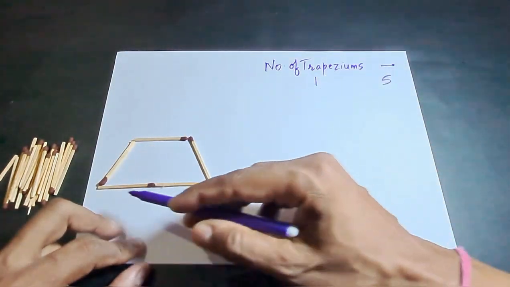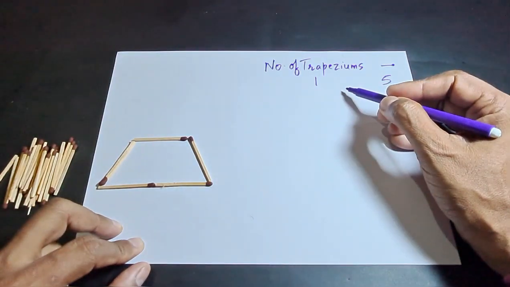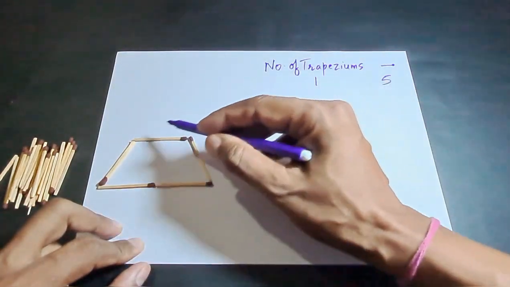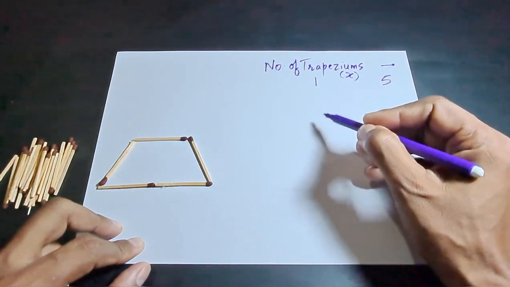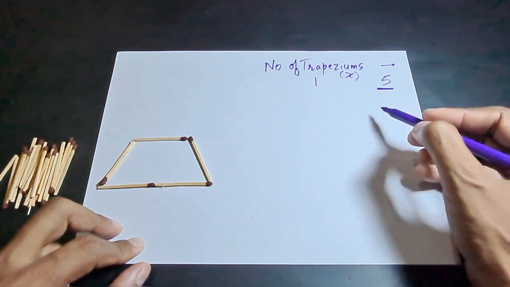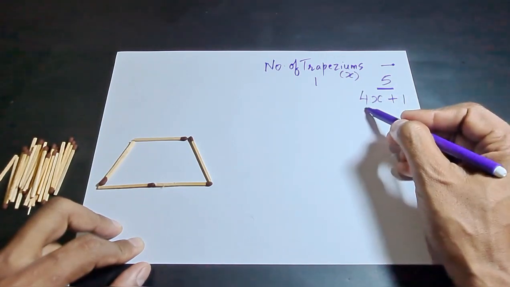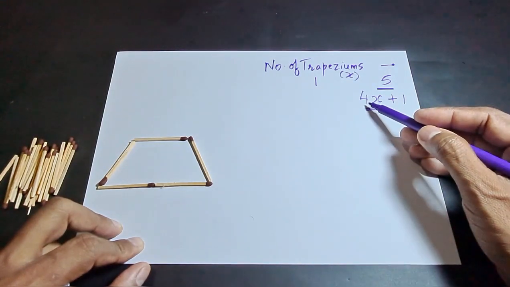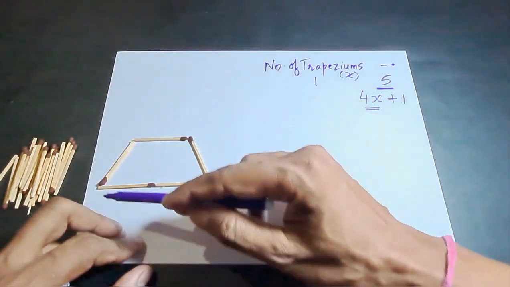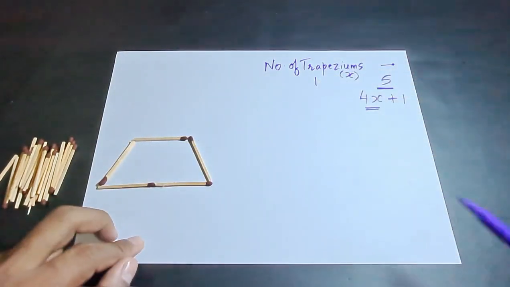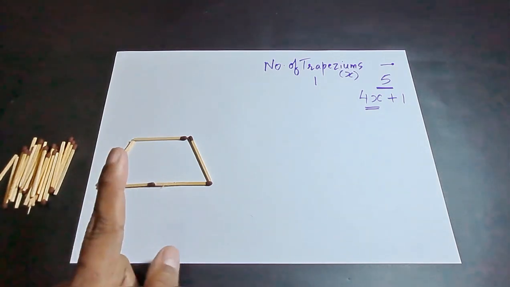Now 1 is related with the number of matchsticks we are using to make the trapezium. How many sides does this trapezium have? It has 4 sides. So if you consider that there is only one trapezium and consider the number of trapeziums as x, then this 5 can be written as 4 times x plus 1. So 4 times x because there are 4 sides, and plus 1 because on the leftmost trapezium you will require one extra matchstick. I'll show you how. This trapezium requires 5 matchsticks.